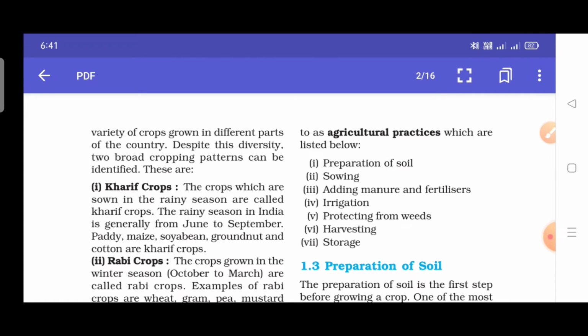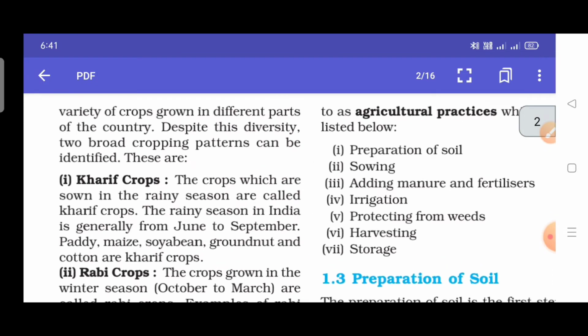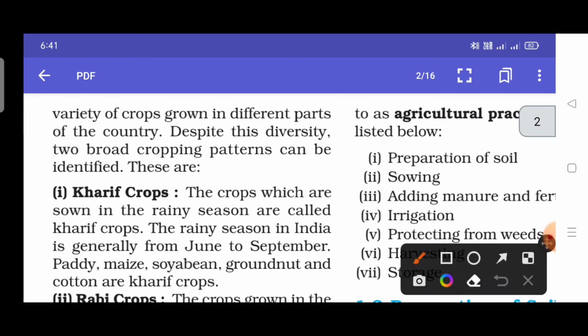Crop production and management. Here we go. Different varieties of crops are grown in different parts of the country. Despite this diversity, two broad cropping patterns can be identified.